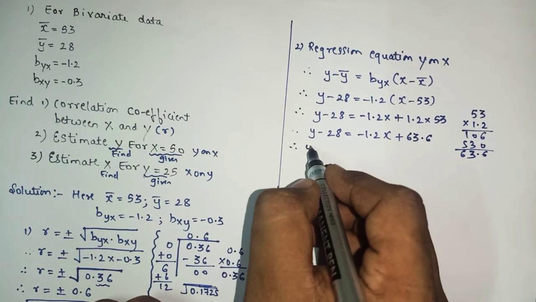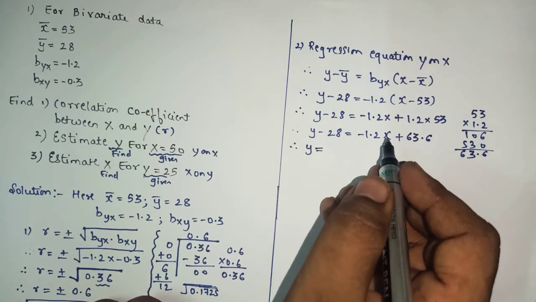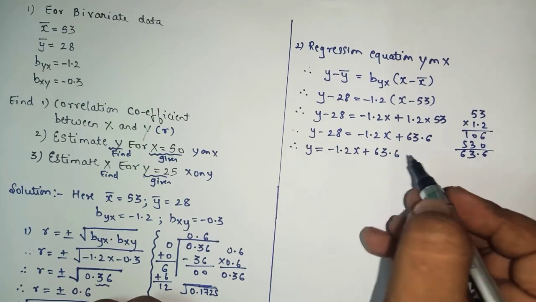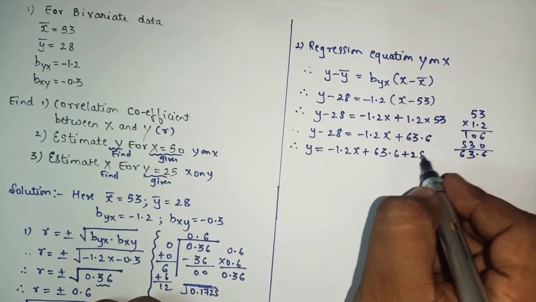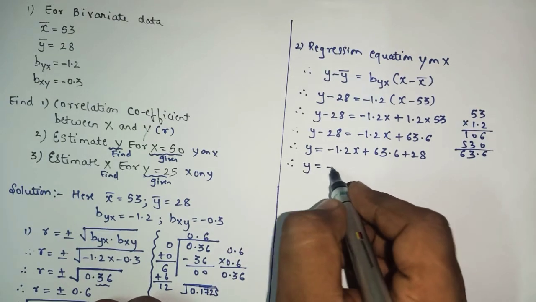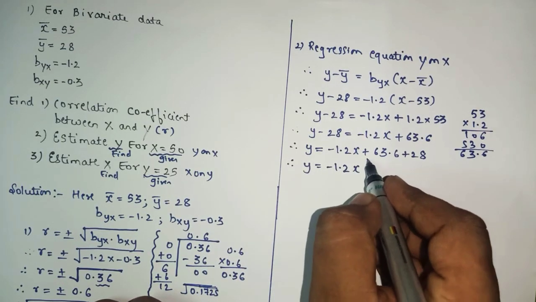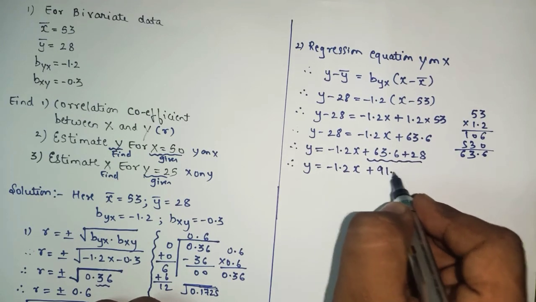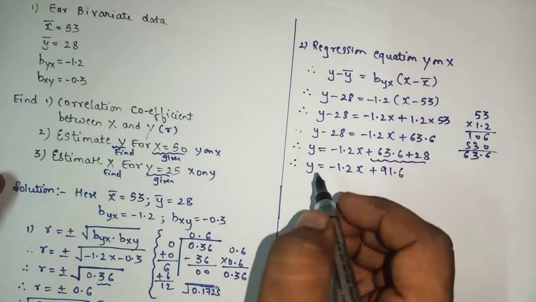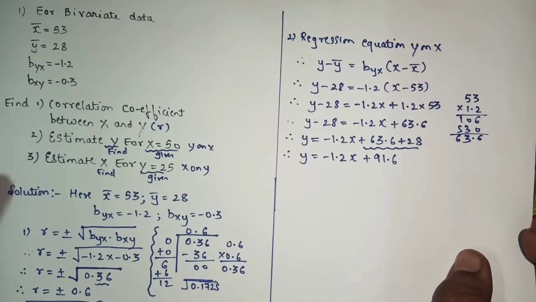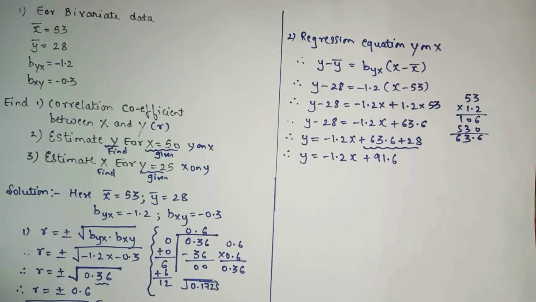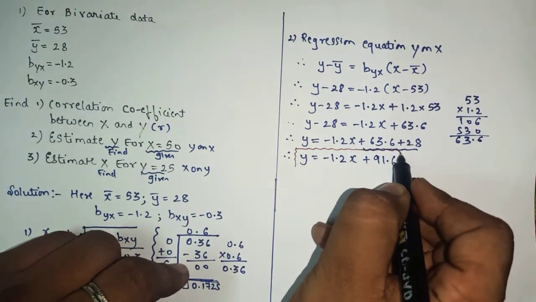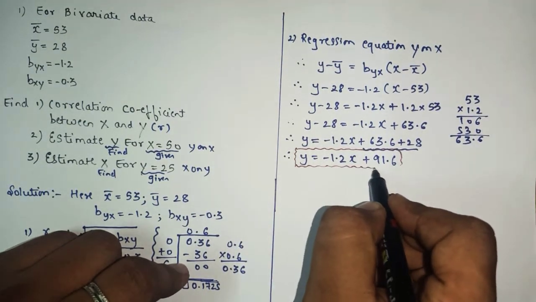So in the next step we'll keep this y as it is, shift this minus 28 to the right hand side, so minus 1.2x plus 63.6, this will go that side, so this will be plus 28, so therefore y equals minus 1.2x. Okay, so when you add these two numbers, you will get 63 and this will be what? 91.6. So this part which we got, actually it is what? It is a regression equation y on x.